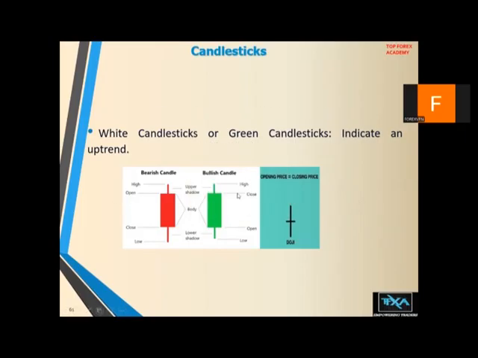As you can see in this picture, we have green candlesticks, and sometimes they can be drawn in white color, right? Either white or green, they indicate uptrends. They are called bullish candles. Then when you see something like this, red candles or black candles, they are called downtrends. They indicate bearish candles.